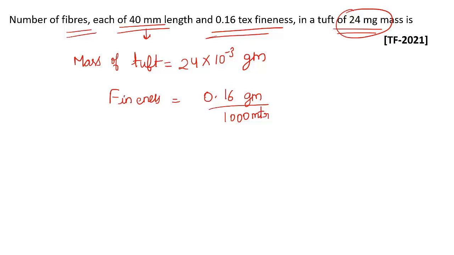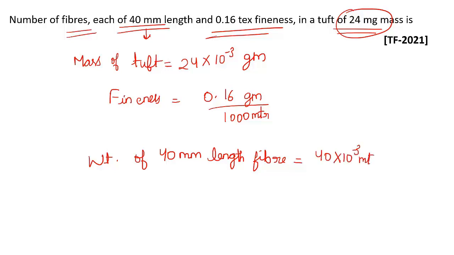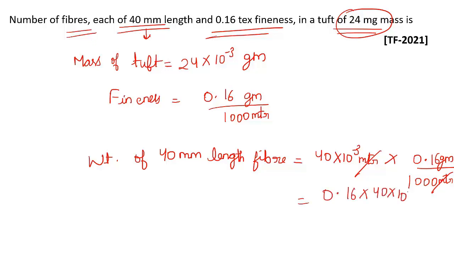So if it is the length for 1000 meters, then we calculate the weight of 40 mm length fiber. 40 mm means 40 into 10 to the power minus 3 meter, into the fineness, 0.16 gram upon 1000 meter. So meter to meter got cancelled, and you can solve this in grams. So it is 0.16 into 40 into 10 to the power minus 3 gram.